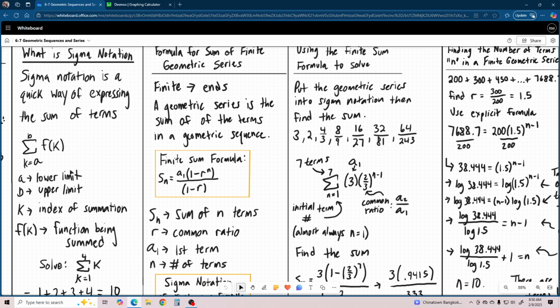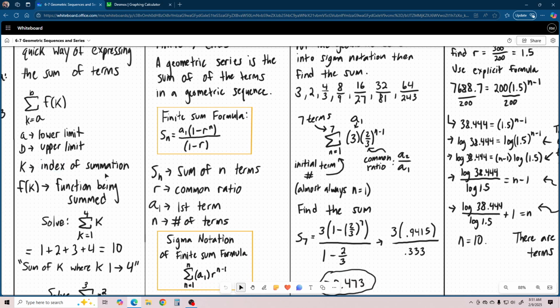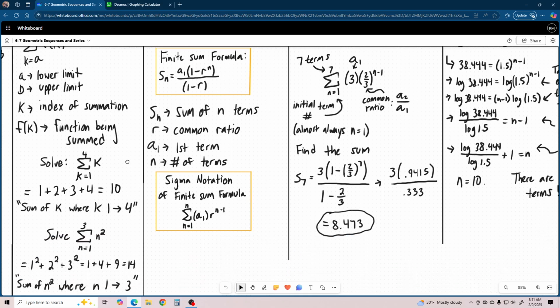And we're going to do a few problems, and we're going to get into this a little bit more. But it's the sum of our function from a to b at all of those terms. The value at each of those terms all added together. All right, so this is the index of summation, and f of k is the function that's being summed, right? This is the key takeaway.